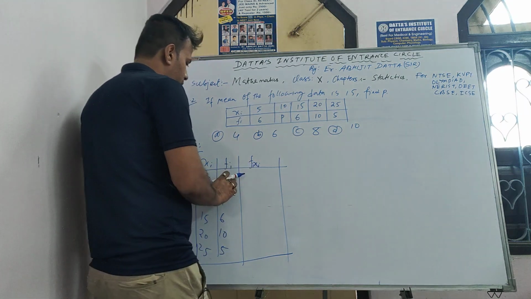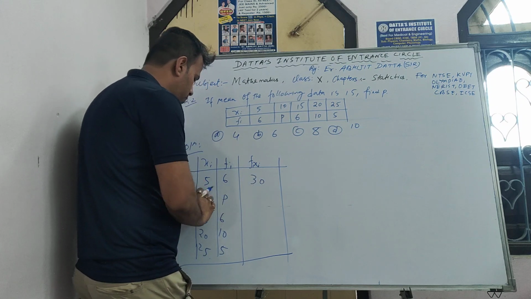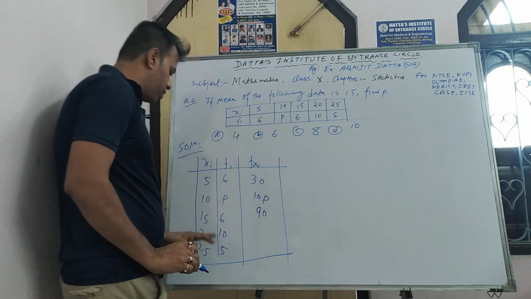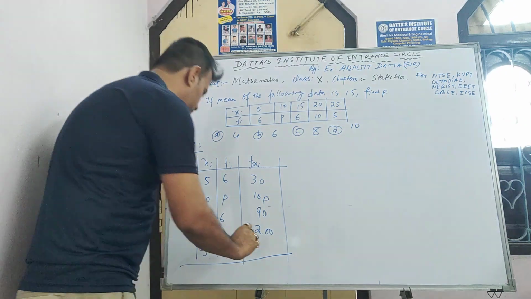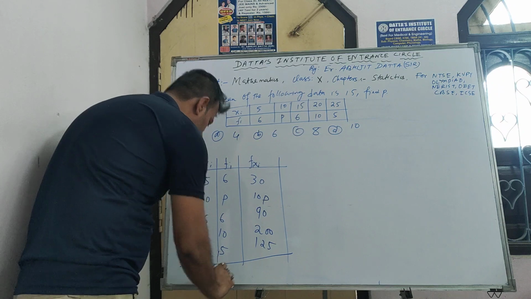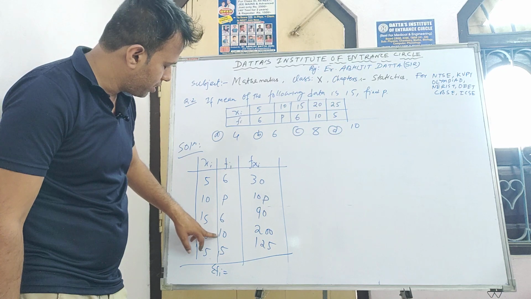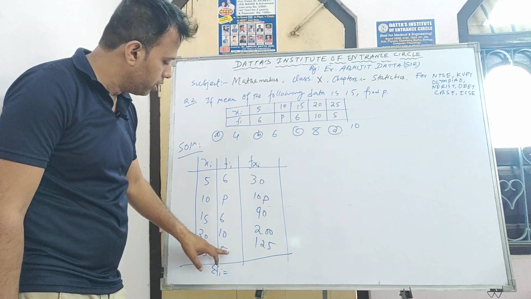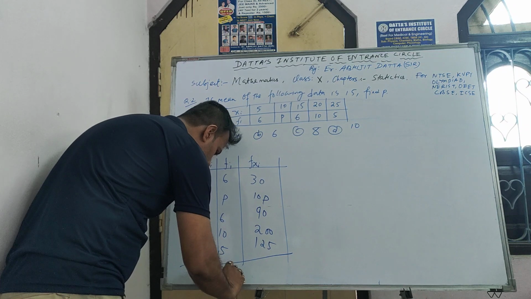So fi xi, if you multiply this by this it will be 30, this by this it will be 10p, this one 90, this one 200, and this one 125. So summation of fi is what? 12, 12 plus 5 is 17, 17 plus 10 is 27, 27 plus p. So 27 plus p.